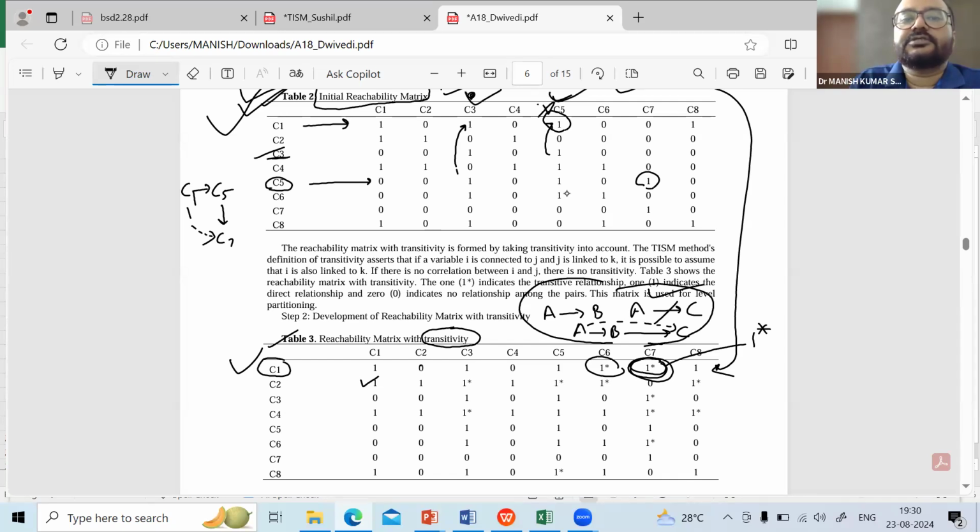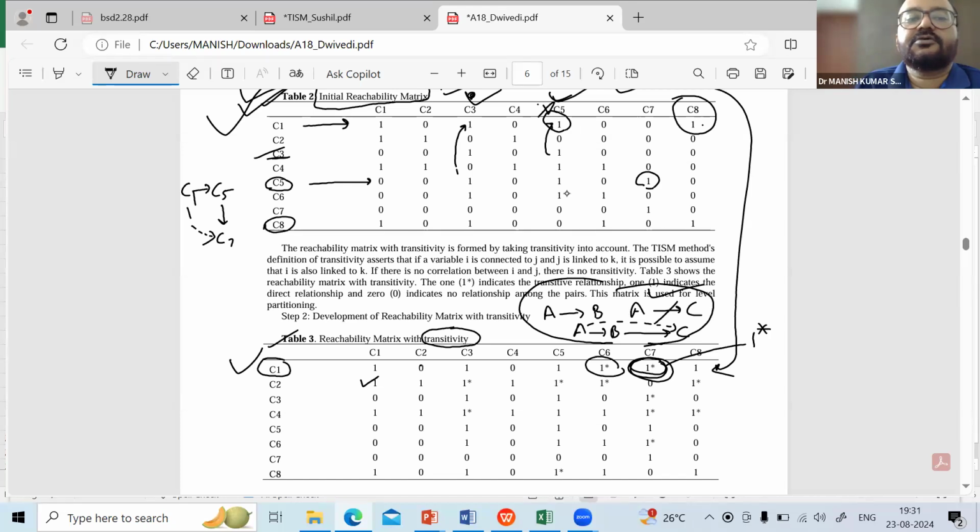Done. Now this is C6. C1 is impacting C6? No. C1 is impacting C7? No. So where there is no, you don't need to do anything. Now C8. So C1 is impacting C8. This we have got. Now this C8 factor we'll check here. Now C8 here, we'll go there.